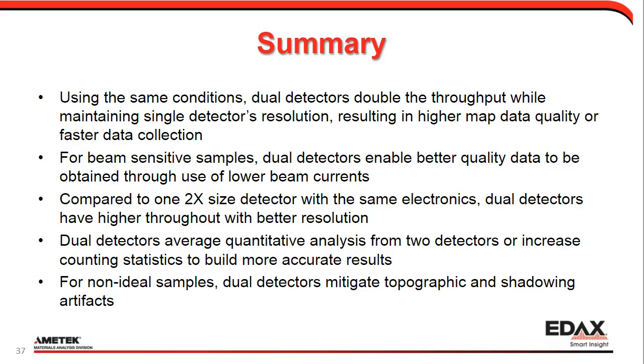In general, if you have a detector of twice the size, dual detectors will have higher throughput and better resolution because we can run each individual detector slower and still maintain the same output counts. And for the quant analysis, you want to be careful about what you're doing with a dual detector. We always save the spectrum from each detector, and you would manually have to select, yes, I want to merge this data in the software.